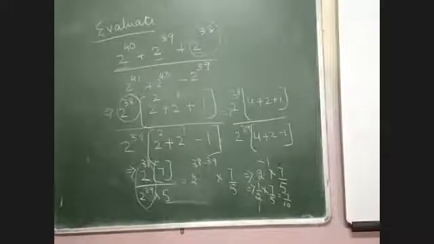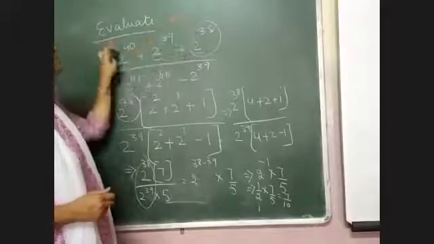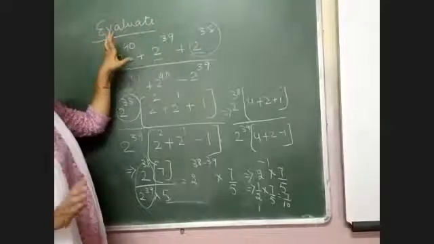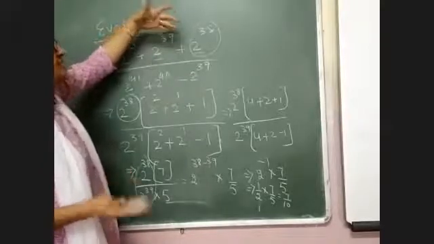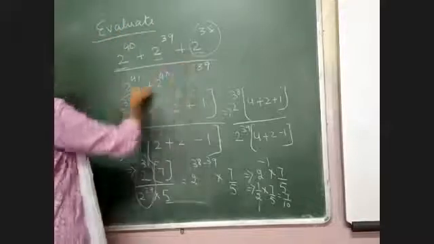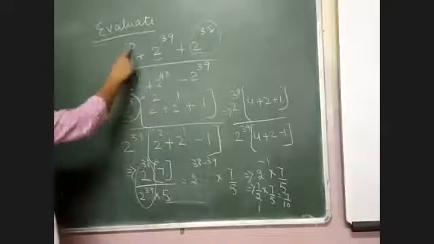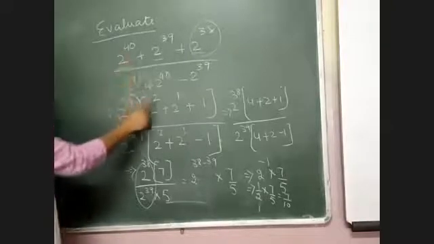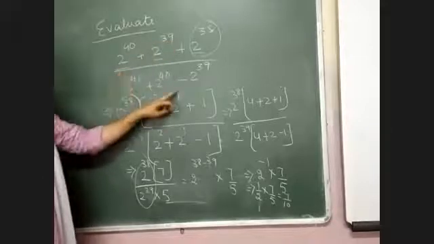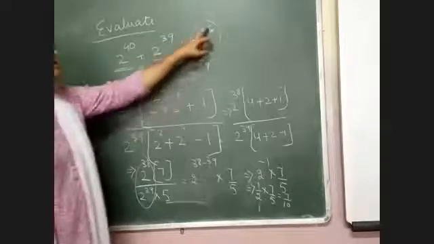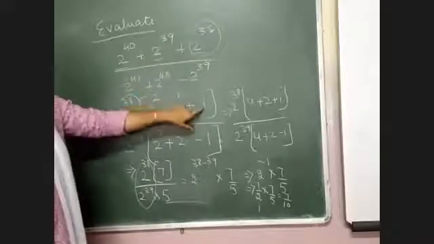I am repeating this question again. How will you solve it? You cannot write 2 raised to the power 40 times, or 2 raised to the power 39, 39 times. So we take 2 raised to the power 38 common. Here 40 minus 38 leaves 2 raised to the power 2, and 39 minus 38 leaves 2 raised to the power 1. Since 2 raised to the power 38 is taken common, 1 is left.